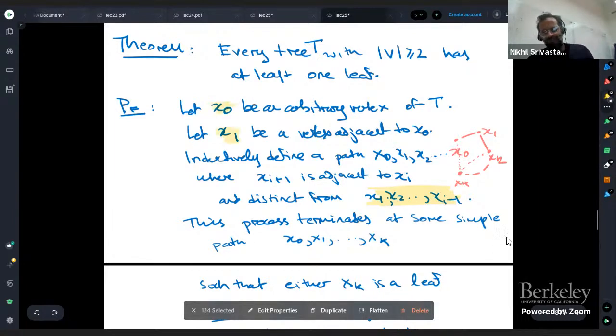And indeed, this wouldn't work if there's one vertex, right? A one vertex tree is just a vertex with no edges. And it doesn't have a leaf. It doesn't have a degree 1 vertex.